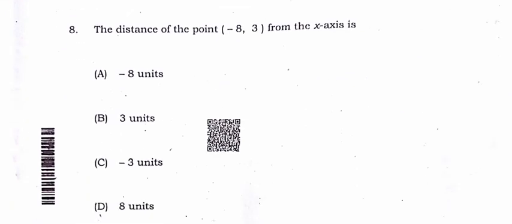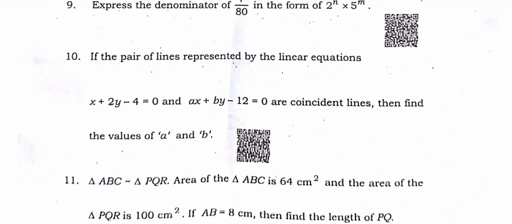Eighth question, the distance of the point minus 8, 3 from the x-axis. Here the value of x is this one and the value of y is this one. The distance from the x-axis is given by the value of y. That means 3 is the distance. Therefore 3 units is the correct answer. Option B is the correct answer. Next we move on to the next questions.